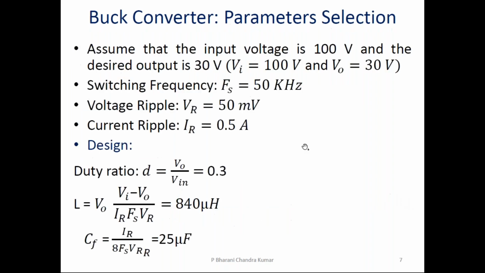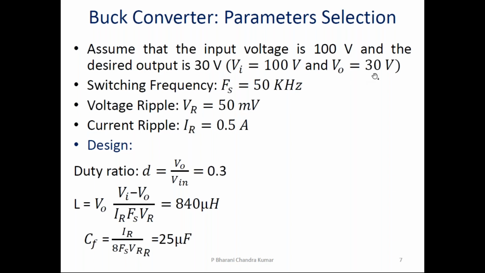Okay, now the buck converter parameter selection. What are the parameters for the buck converter? The first thing is our desired specification. The input voltage is fixed. The output voltage is the desired one. Since this is a buck converter, the output will always be less than the input because it is stepping down. So we have assumed that the input voltage is 100 volts and the desired output is 30 volts.